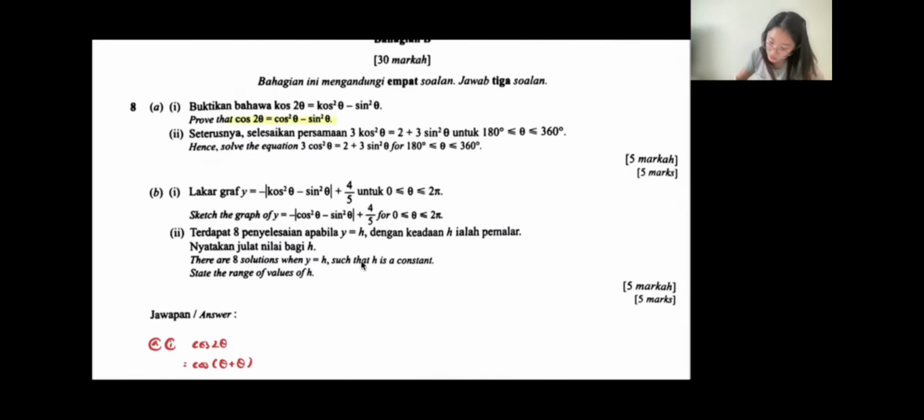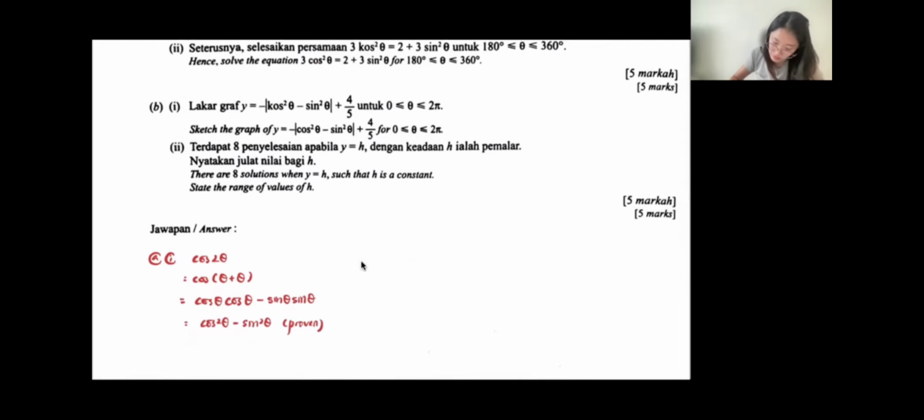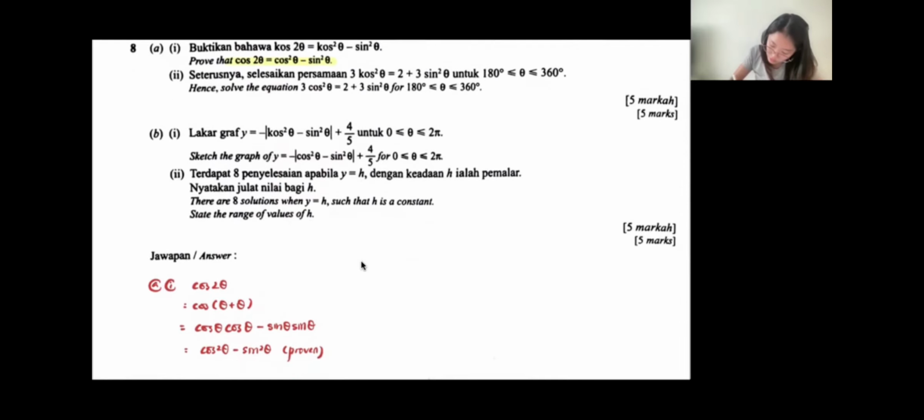Okay, cos theta, cos, which is your cos A, cos B. All right, cos A, cos B minus sine A, sine B. Now your A and B are both theta. So you can just square it. Then here also square it. Is this what you want? Yes, proven. Okay, done. Next one, they want you to solve.